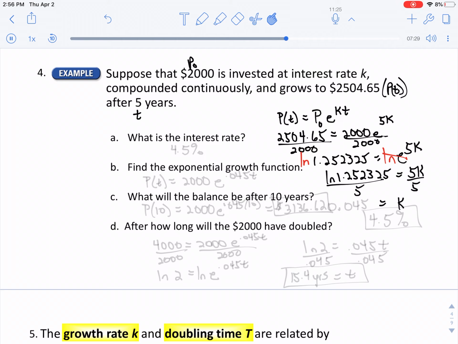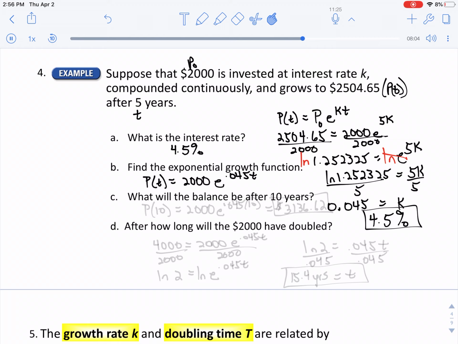Now divide both sides by 5 and then put that in the calculator, and you get k is 0.045. Of course, when you give a rate you want to give it as a percentage, so it'll be 4.5%, and that's k for answer 1A. Now it wants the function itself, so P sub t equals the initial amount, which is 2,000, e to the 0.045 t power. So there's the function.